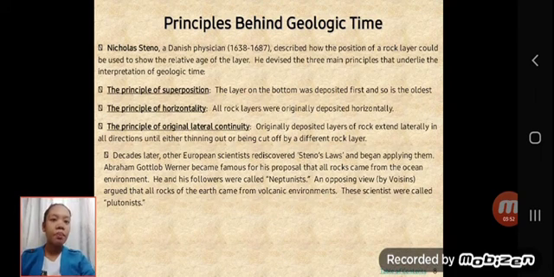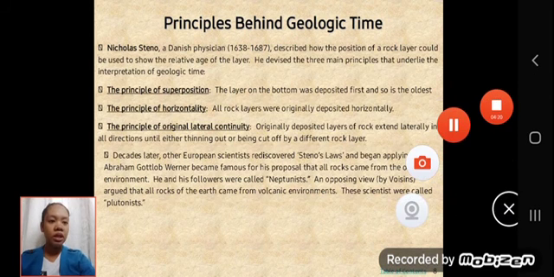So next we have the principles behind geologic time. So first is Nicholas Steno, a Danish physician, who described how the position of a rock layer could be used to show the relative age of the layer. He devised the three main principles that underlie the interpretation of geologic time. So these three principles are superposition, the principle of horizontality, and the principle of original lateral continuity.